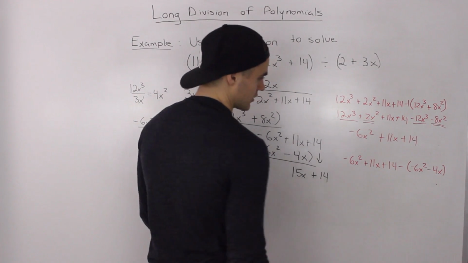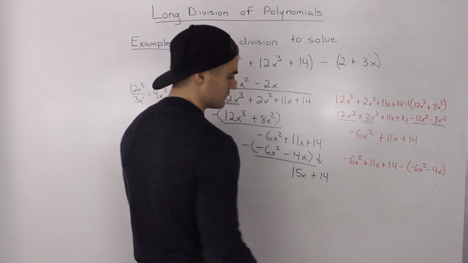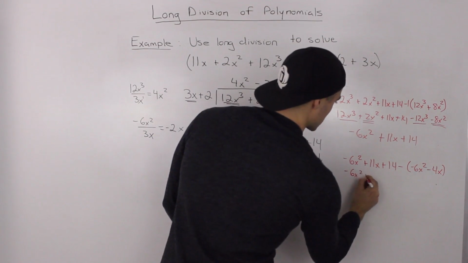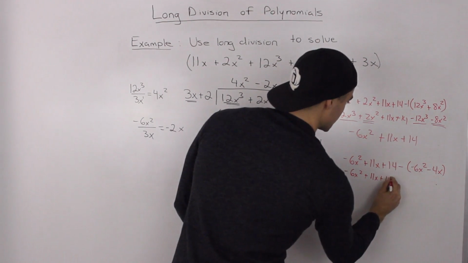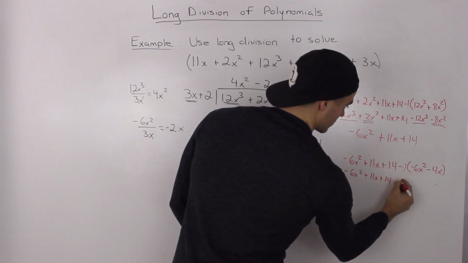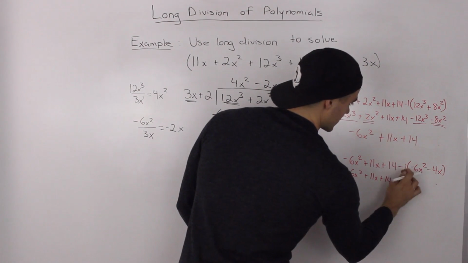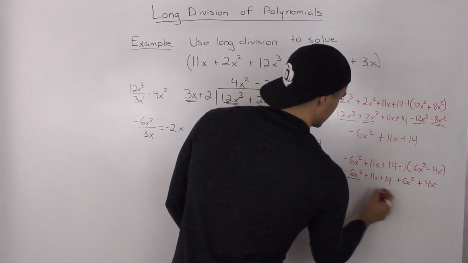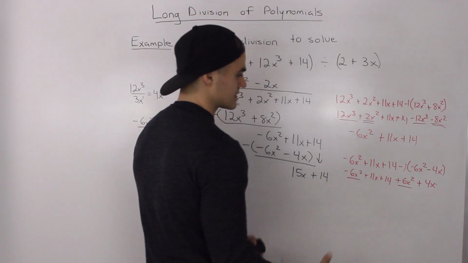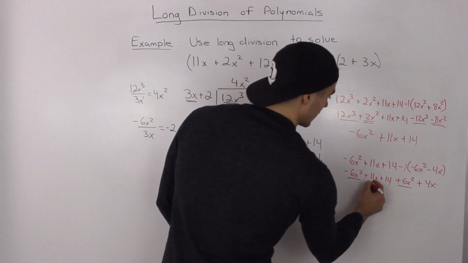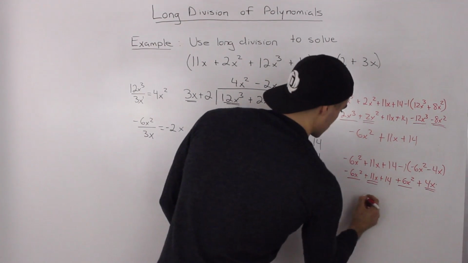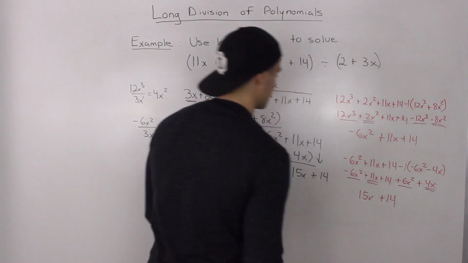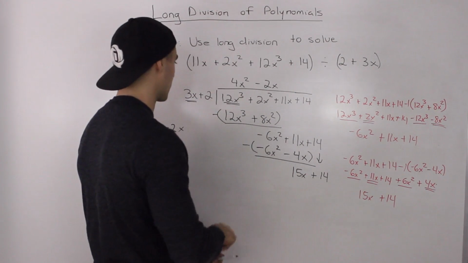Again, doing this subtraction here on the side just to make sure that this result of 15x plus 14 is correct. So negative 6x squared plus 11x plus 14. Then distribute the negative 1 inside the bracket. That ends up being plus 6x squared. Then negative 1 times negative 4x. That ends up being positive 4x. Negative 6x squared plus 6x squared. That nets out to 0. And then these are like terms. 11x plus 4x is 15x. And then we're just left with the 14. So that's the same result that we got before.